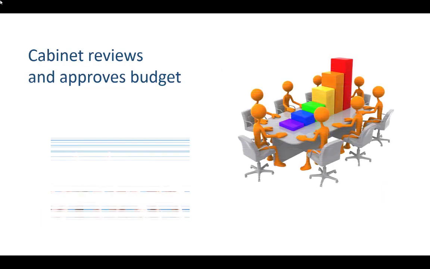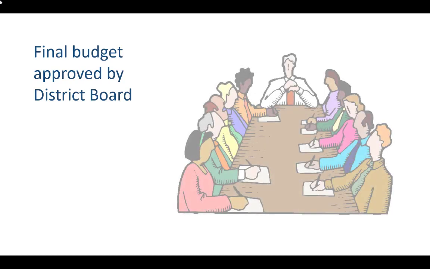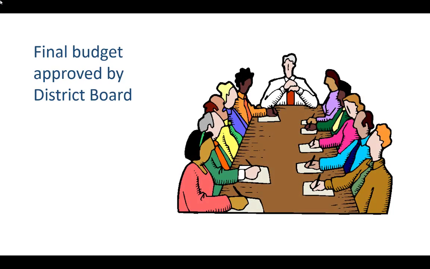As additional information becomes known, such as tuition increases from the Wisconsin Technical College System and state budget actions, they are incorporated into the budget. This becomes the final budget, which is approved by Cabinet and then presented to the Council and the Board. The Board holds a public hearing before voting on the final budget. A balanced budget must be adopted by the Board before July 1.